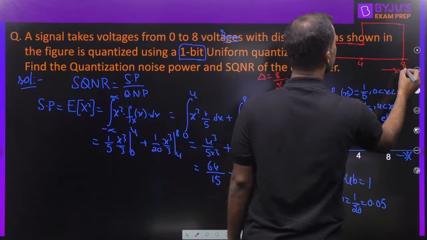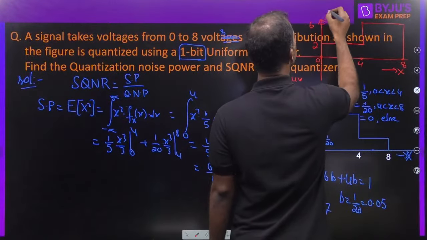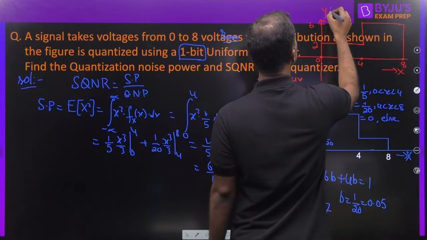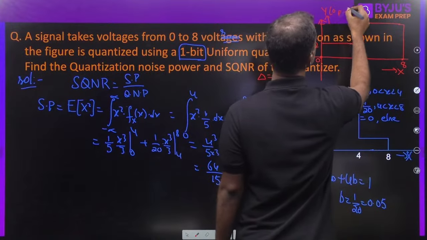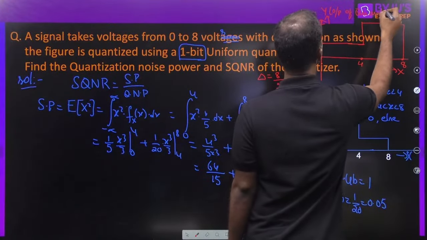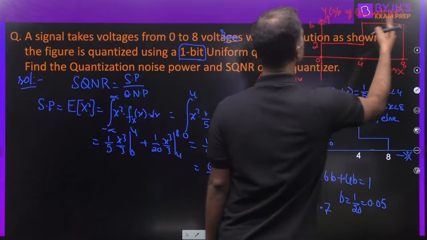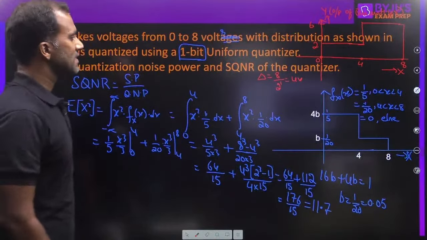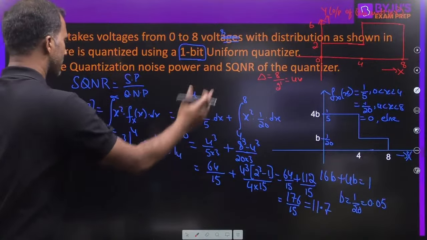So this is input X versus output Y of the quantizer. This is the output of the quantizer. X is the input to the quantizer. Okay. Now we have the quantizer characteristics.